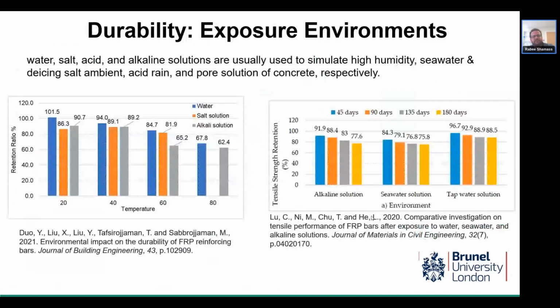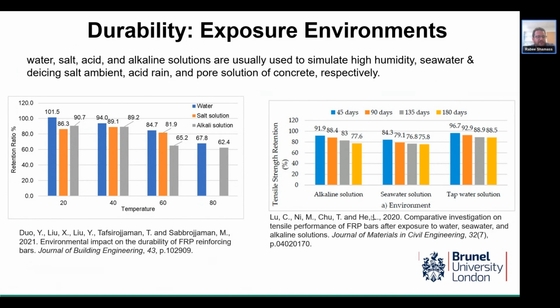For the durability, which is the most important aspect for the FRP, in particular BFRP, the BFRP is exposed to different environments. On the left-hand side, the figures show the degradation of the BFRP with different exposure environments at different temperatures, while the right figure shows the strength retention for different environments and different durations. The different environments, water, salt, acid, and alkaline solutions, are usually used to simulate high humidity, seawater and de-icing salt, acid rain, as well as the pore solution of concrete, respectively.